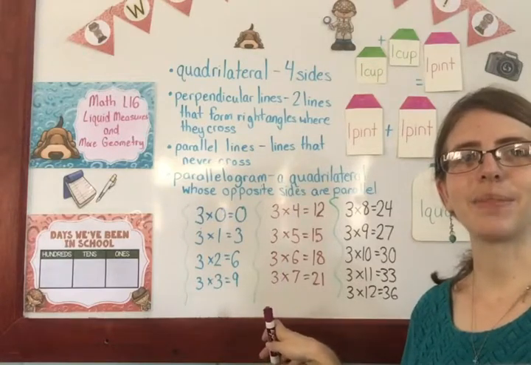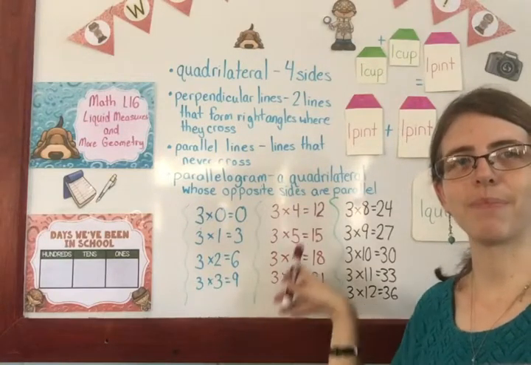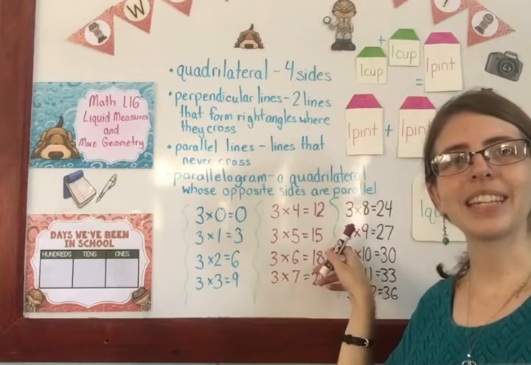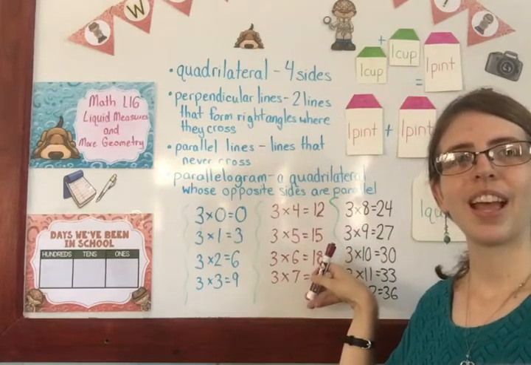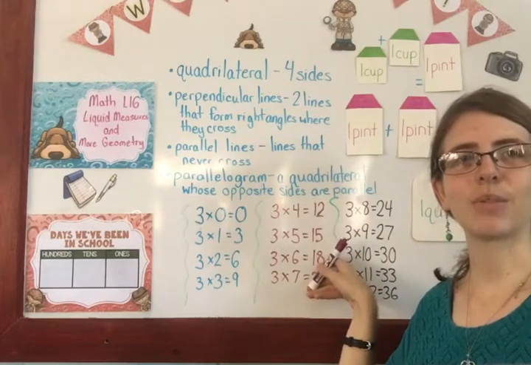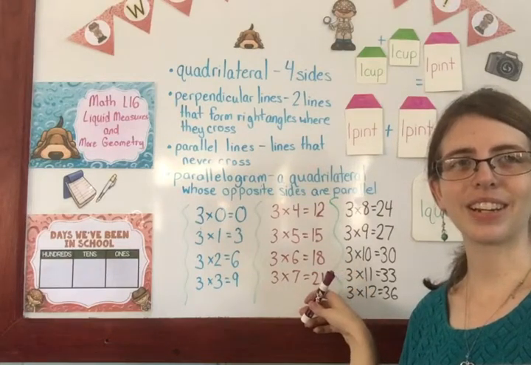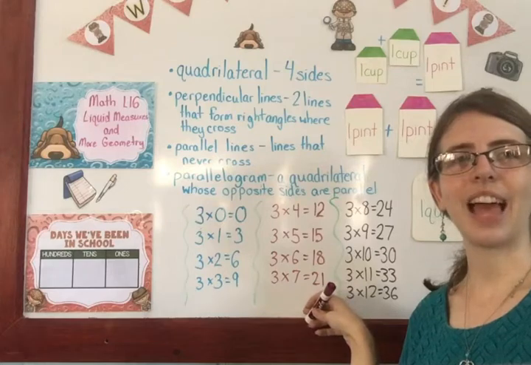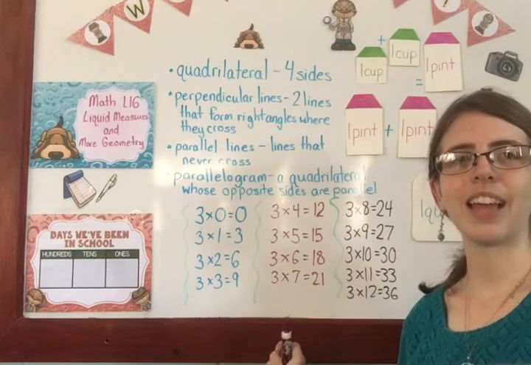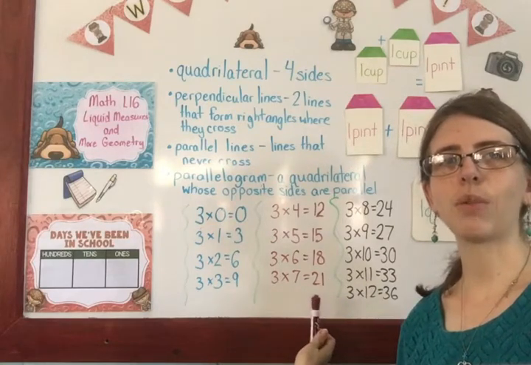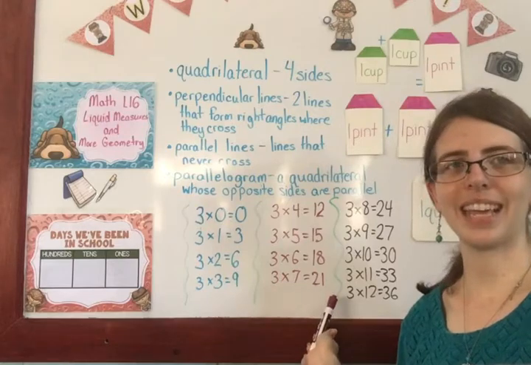3 times 7 equals 21. 3 times 8 equals 24. 3 times 9 equals 27. 3 times 10 equals 30. 3 times 11 equals 33. And 3 times 12 equals 36.